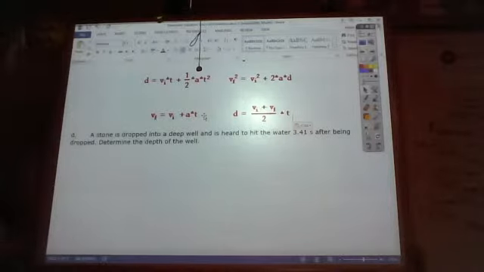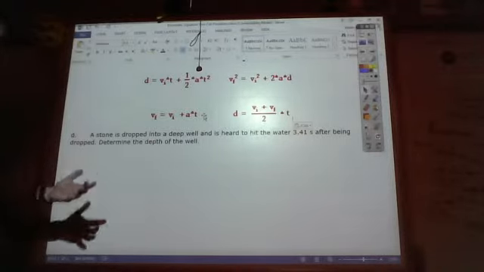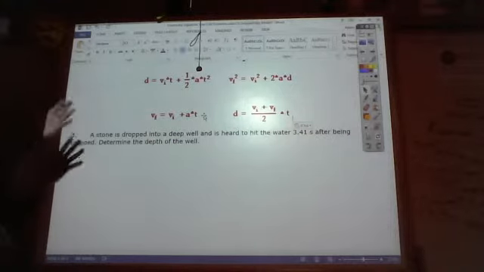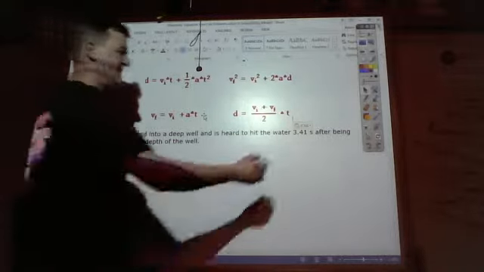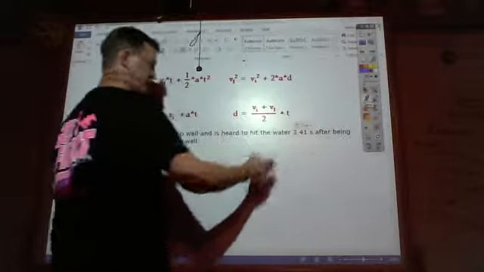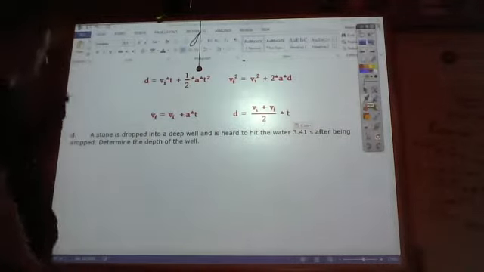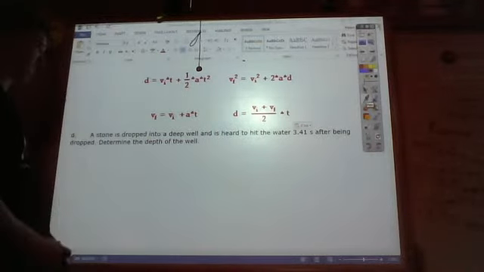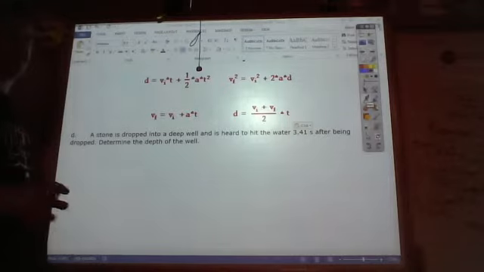A stone is dropped into a deep well and is heard to hit the water 3.41 seconds after being dropped. Determine the depth of the well. Well, first off, ignore any sort of time that it would take. Just consider that the sound was immediately heard. It was when the noise was made. So when it drops, it's all said and done. So that just simplifies the problem a little bit. Not that y'all are thinking that, but some people think that sometimes.